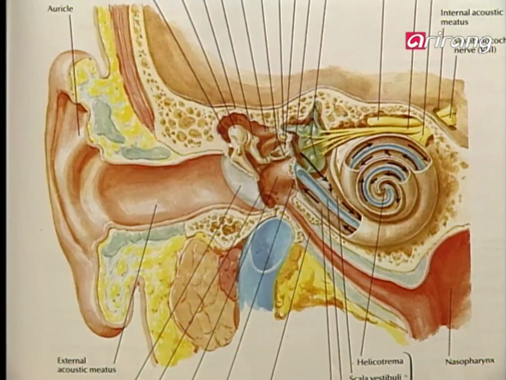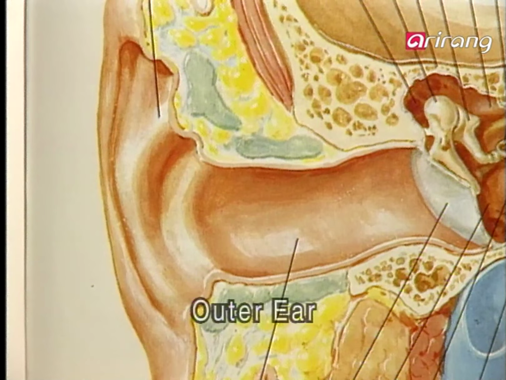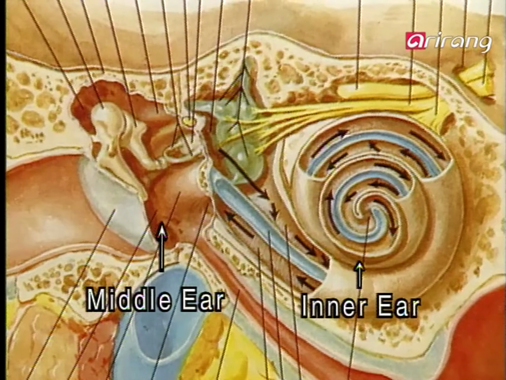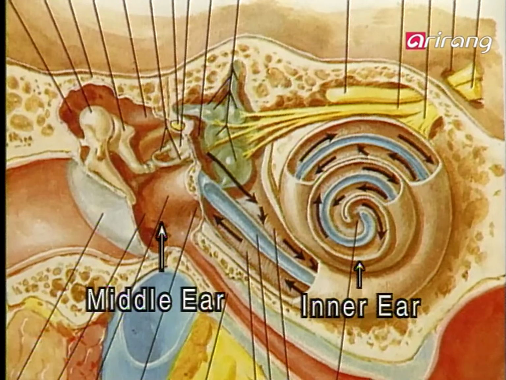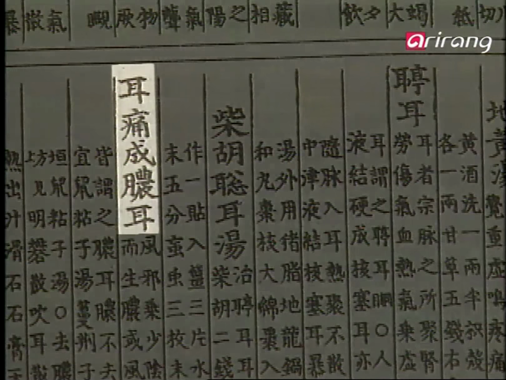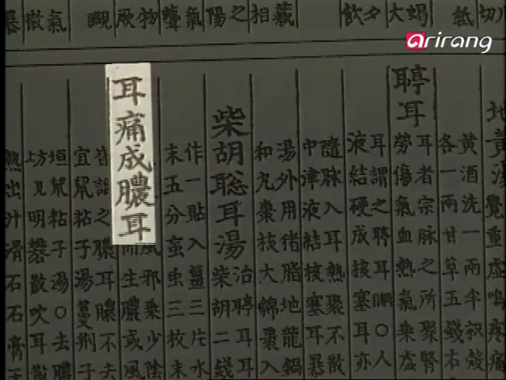The human ear is composed of an outer, middle, and inner ear. An infection in your middle ear is called tympanitis. In Oriental medicine, tympanitis can be classified as 이통성 농이, which causes pain in the middle ears and accompanies inflammation, and 정이, where inflammation spreads in the middle ear.